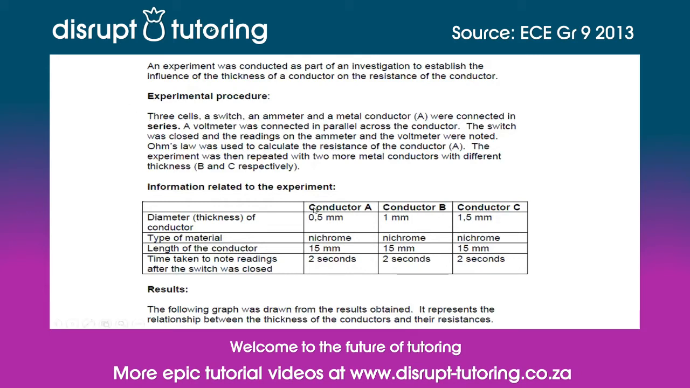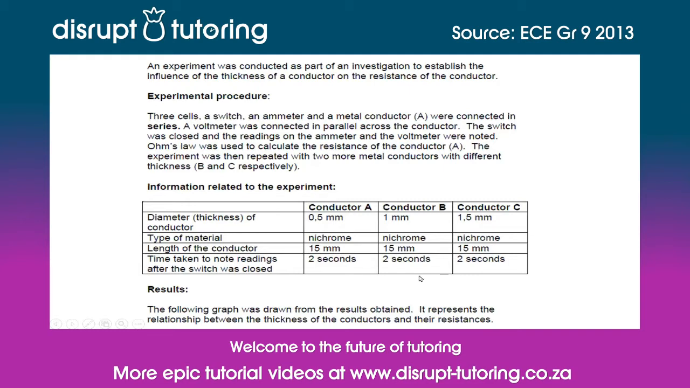Information related to the experiment. This is information for conductor A, the first conductor, conductor B, and conductor C. The diameter of the conductors was different. Conductor A was 0.5 millimeters, conductor B was 1 millimeter, and conductor C was 1.5 millimeters thick. But the type of material was the same, nichrome, for all 3 conductors. The length of the conductors were all the same, and the time taken to note readings after the switch was closed was also kept the same for all 3 conductors in the experiment.